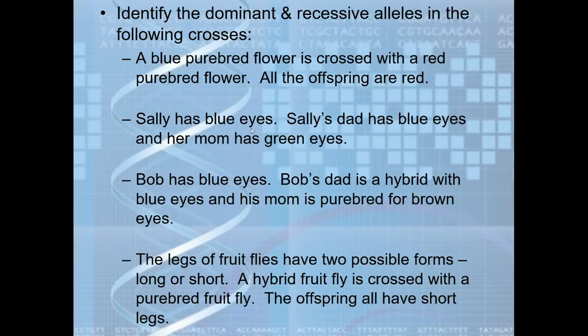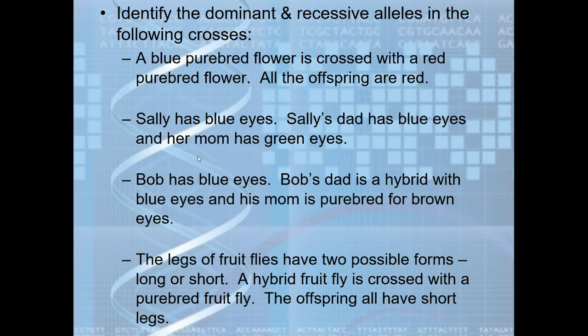We'll look at some examples here. Identify the dominant and recessive alleles in the following. A blue purebred flower is crossed with a red purebred flower. All of the offspring are red. Which one is the dominant? Which one is the recessive? Try to create a code for the blue flower and a code for the red one, do your Punnett square, and then you will see why this is happening.